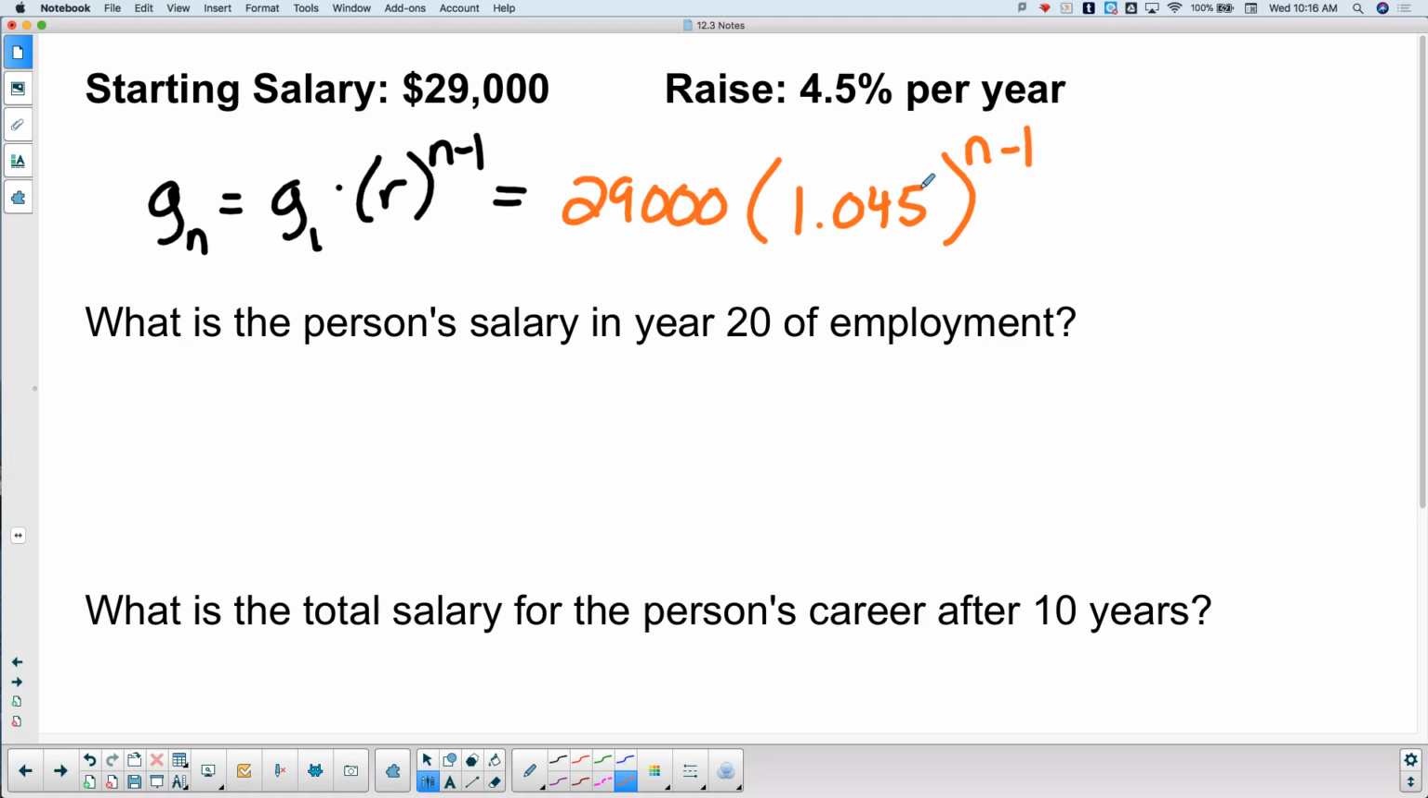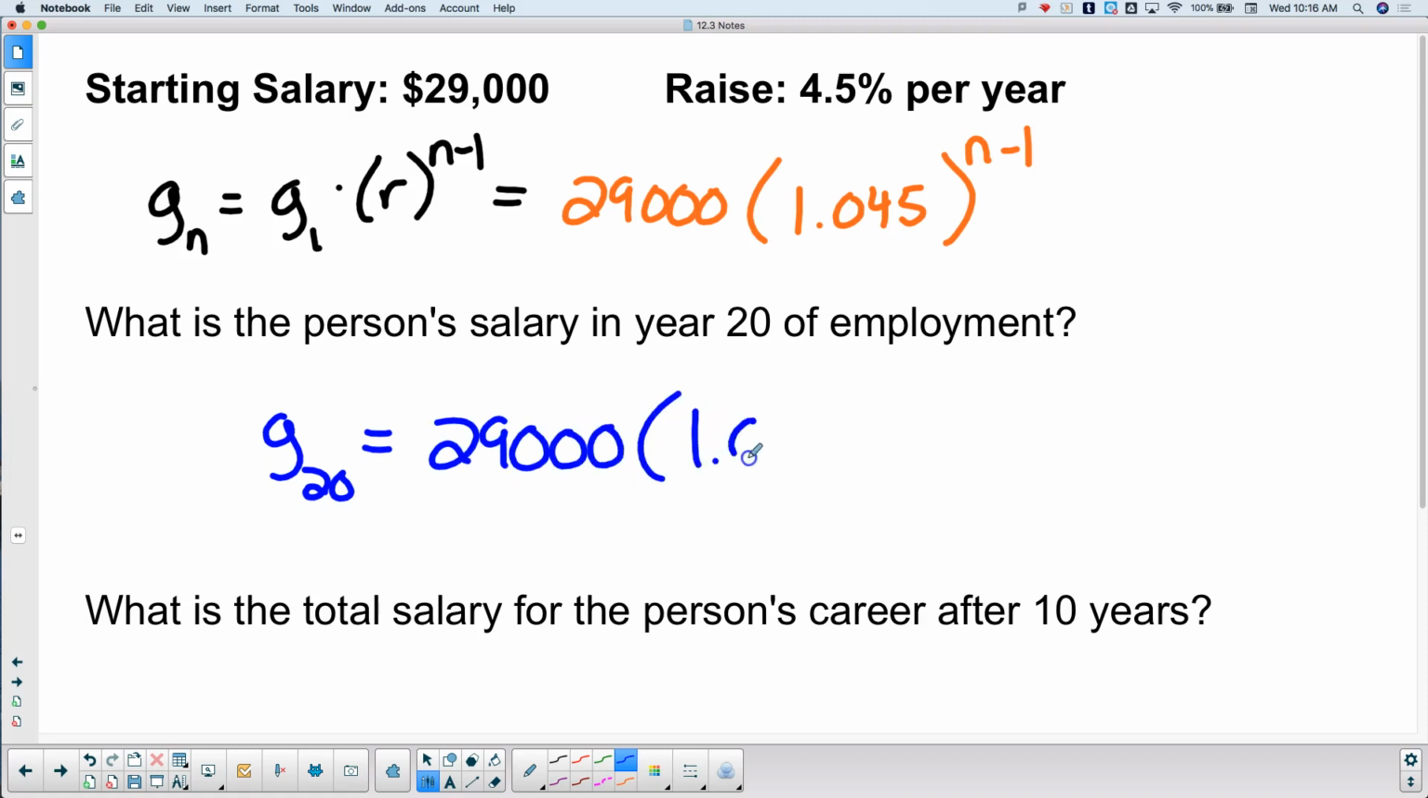Okay? Right? So, if I want to find the salary of somebody in their 20th year, that would be G sub 20 is going to be 29,000 times 1.045 to the 20 minus 1 power, which is how much?